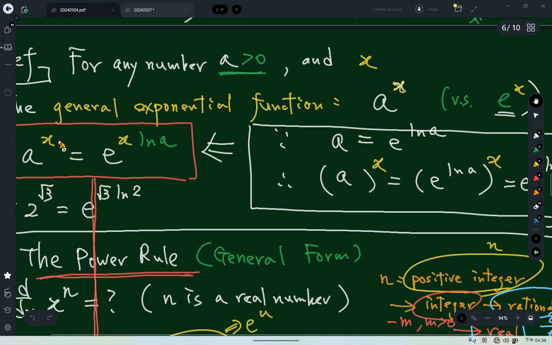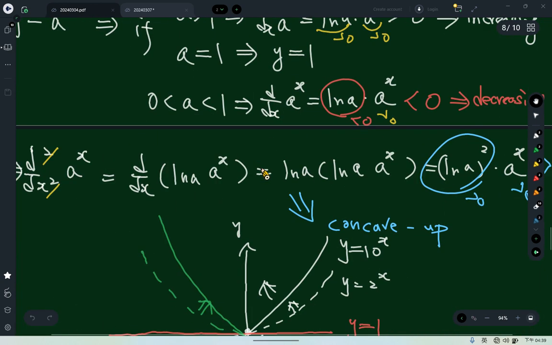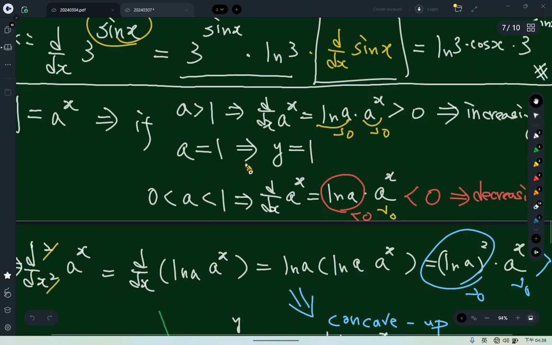Then we can extend the idea from the exponential function to a general exponential function like this: a to the power of x can be expressed as e to the power of x times ln a. Again, if a here is e, then you can find it reduces to the original exponential function, e to the power of x.